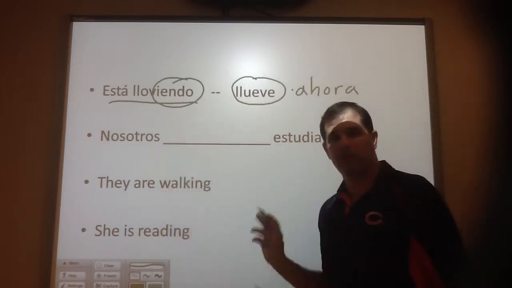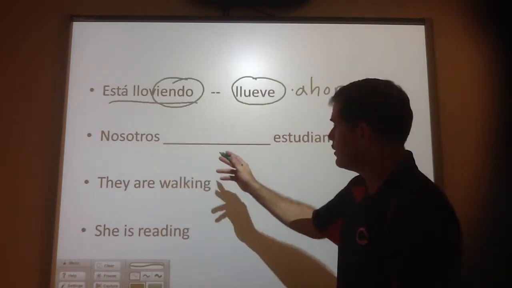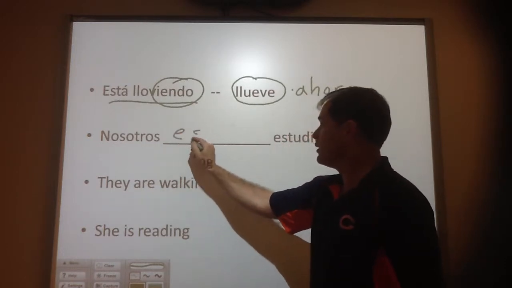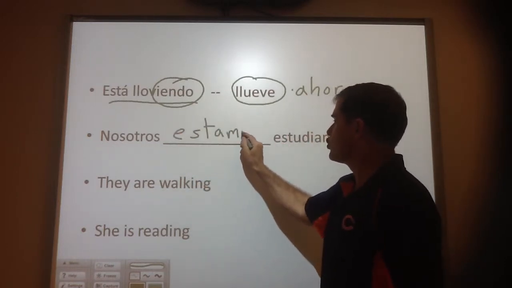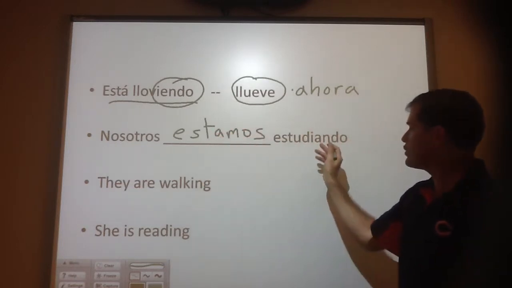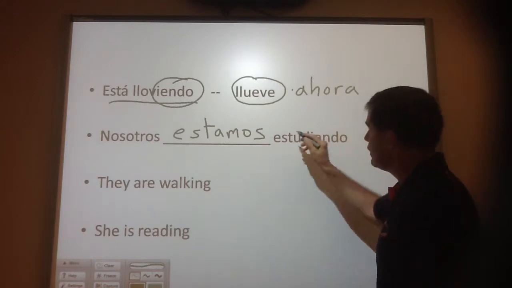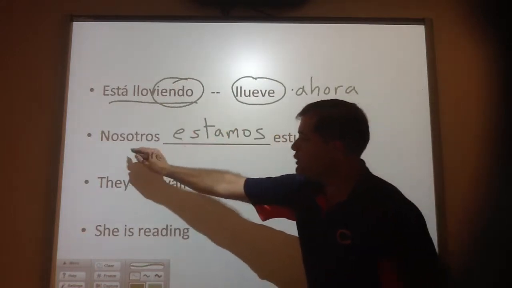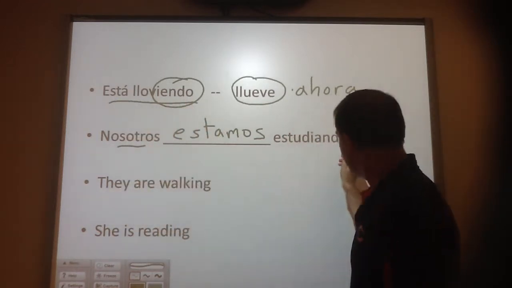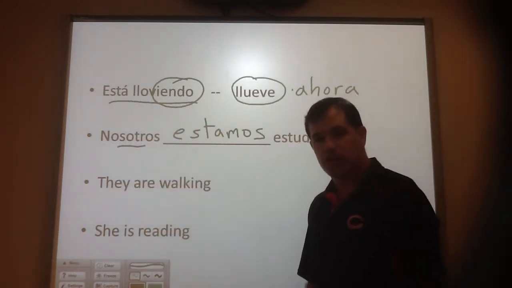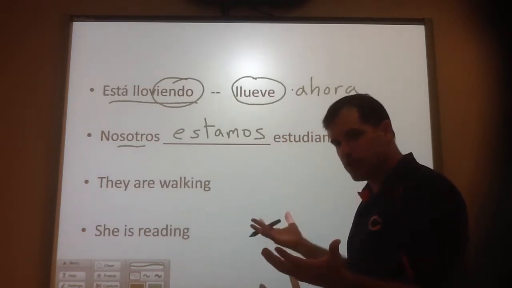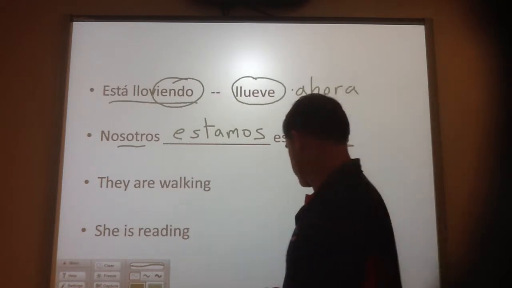So, if we are studying right now, what would we do to fill in the blank here? Nosotros, and the correct form would be estamos. We are studying. Nosotros estamos estudiando. Now notice, this is the verb that changes to agree with nosotros. The form of ESTAR always agrees with who's doing it. The ending will not change. It's always going to end in an O. Ando or yendo. And we don't change that. Okay?